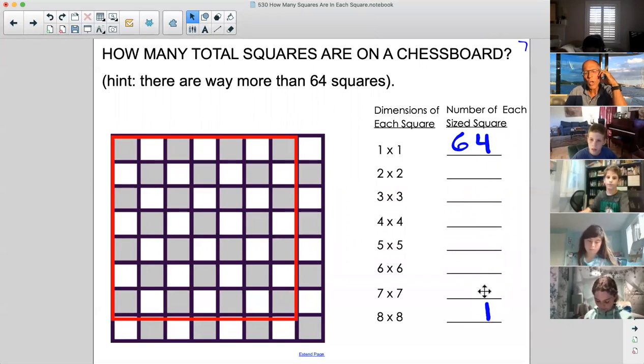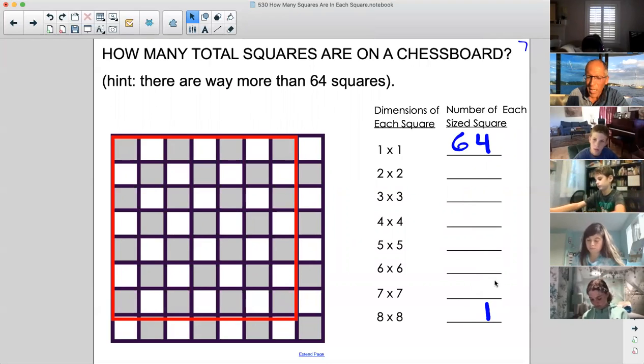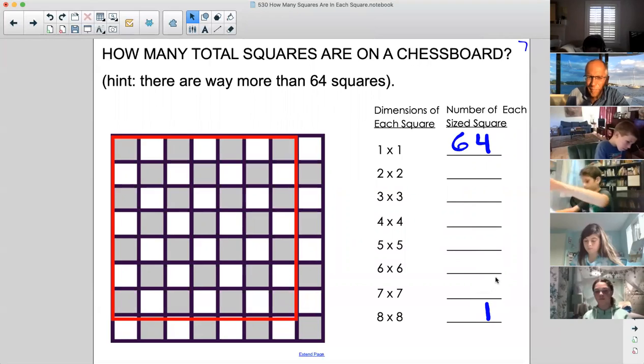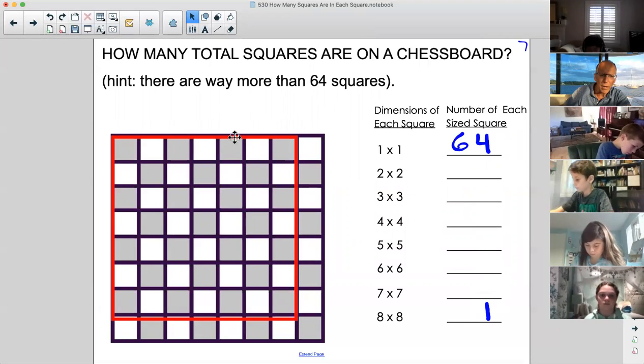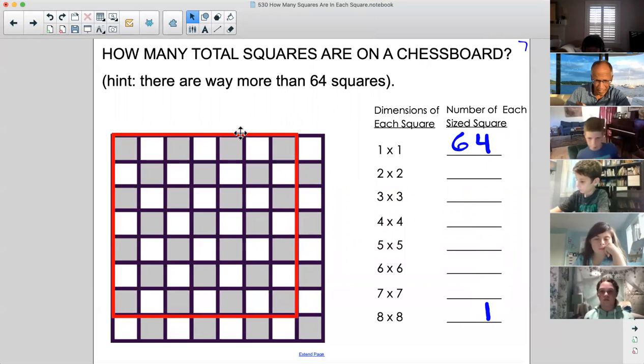And now, can you guys make a conjecture? Don't say it out loud. How many 7 by 7s do you think there are on a chessboard? Don't say it out loud. I want you to think about it.